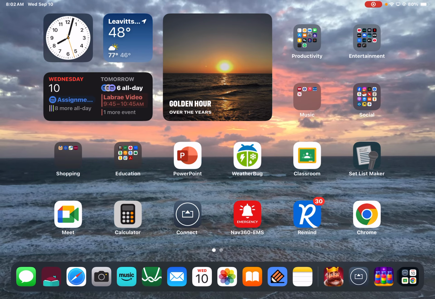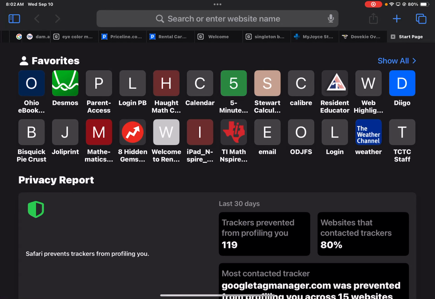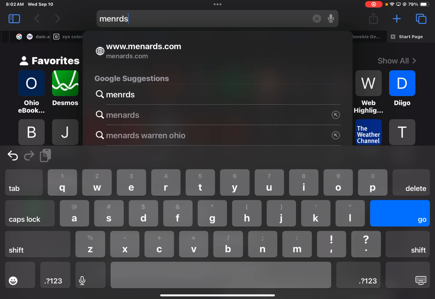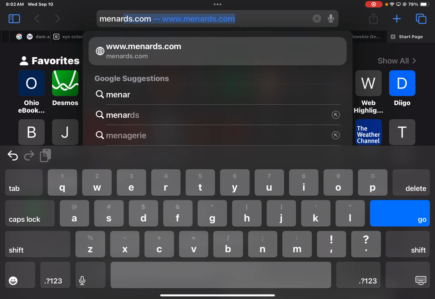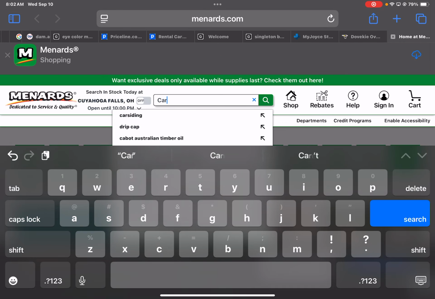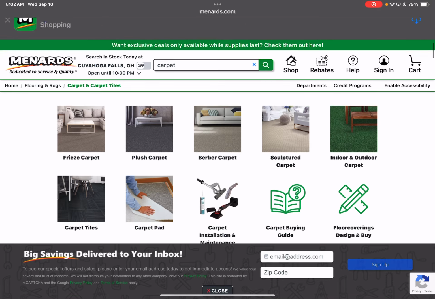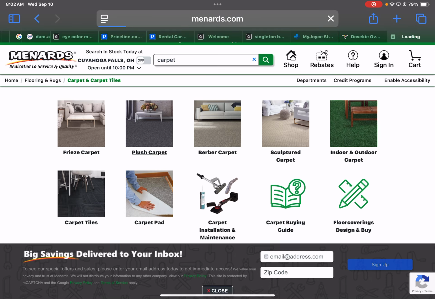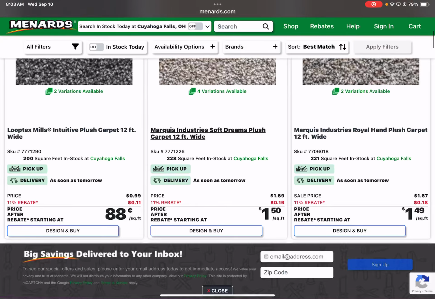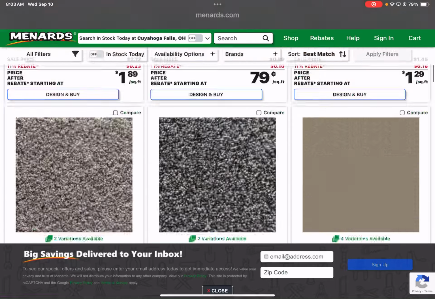Okay, we're gonna go to Menards. Let's see how much carpet really is. This paper is pretty old. Let's see if we can find it. We'll go to this carpet. Well, that's industrial carpet. That doesn't help us. Okay, I picked the wrong kind of carpet.